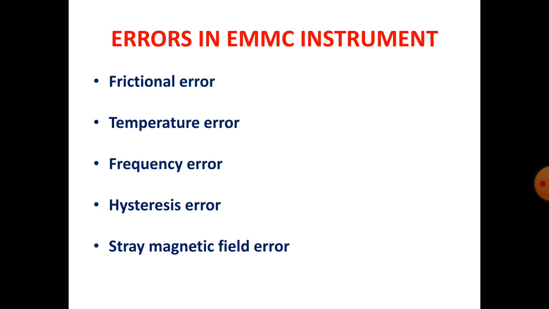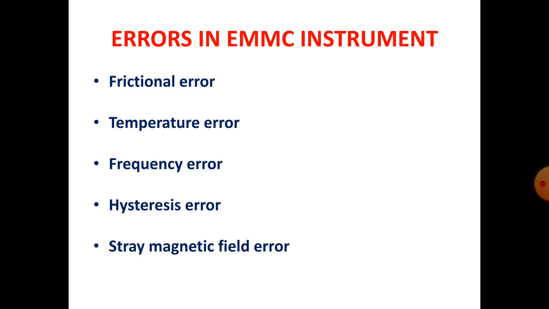Coming to hysteresis error. Hysteresis error is less in dynamometer instrument compared to PMMC and MI instruments, since an air cored coil is used here. This error cannot be avoided but can be minimized by employing iron related material such that the hysteresis loop gets thin, resulting in the reduction of the error.